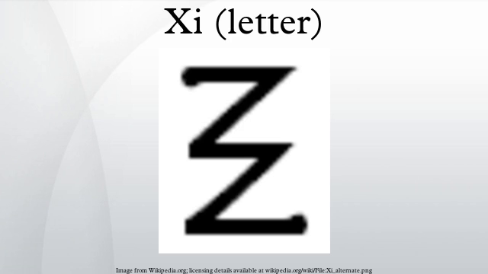Xi is the 14th letter of the Greek alphabet. It is pronounced ksi in modern Greek, and generally zai or sai in English. In the system of Greek numerals, it has a value of 60. Xi was derived from the Phoenician letter samekh.